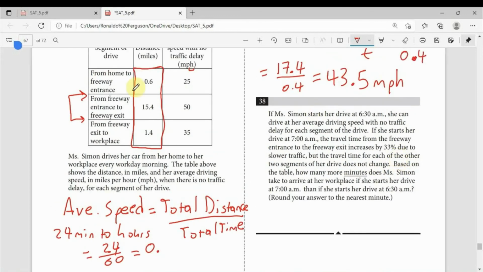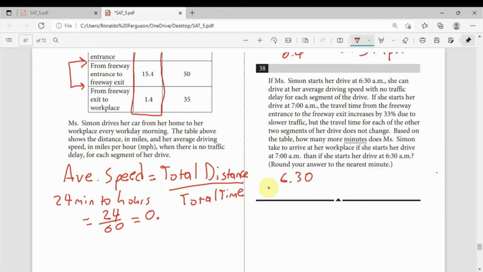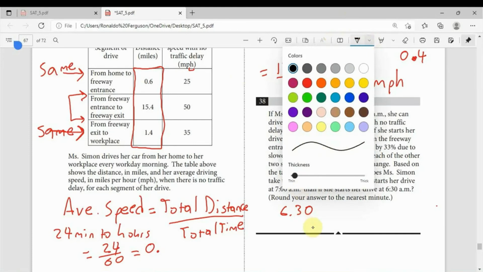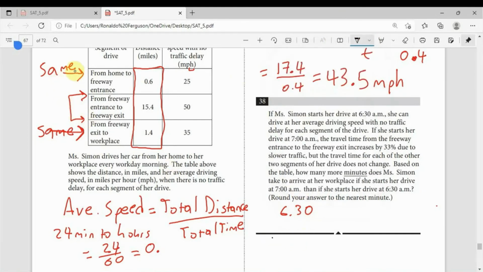So first thing, guys, we need to look at how much time it takes if there's no traffic on the freeway versus if there is traffic on the freeway if she started at 7 a.m. So first, she starts at 6:30. Then we need to find out how long it would take her to get through that little passage. Because we don't need to worry about the next two zones. Any amount of time she takes at 6:30 or 7 doesn't matter. Those stay the same, right? We agree with that, right? Same amount of time.